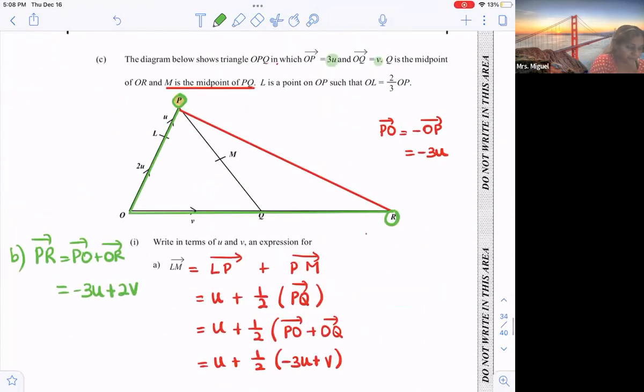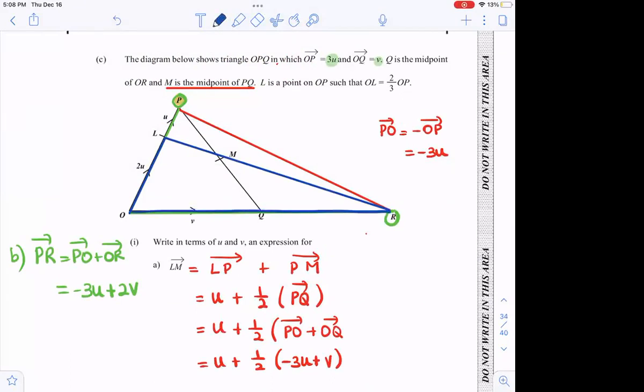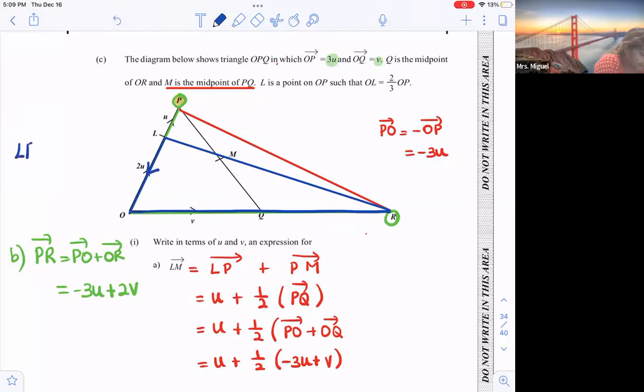So we're going back to our diagram. We want to find the vector LR. To go from L to R, I can go from L to O and then O to R. You see those two vectors, right? So LR is the vector LO plus OR. LO is negative 2U. Why negative? Because we go in the opposite direction. And OR is 2V. So that is LR.